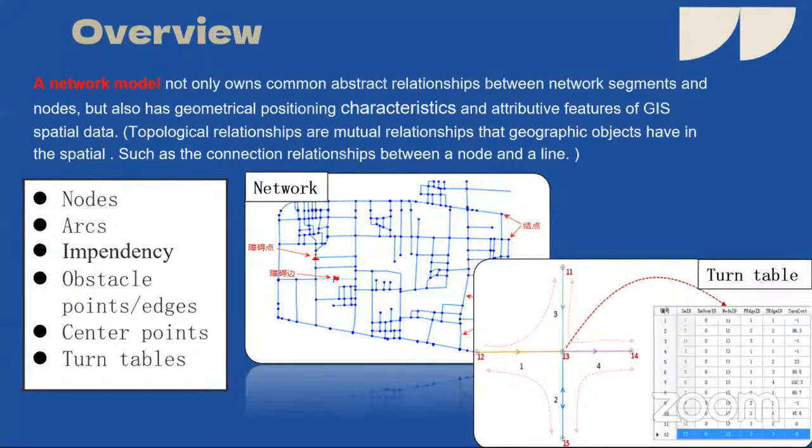Okay, lastly, we have a turntable, which is the process where an arc passes through the middle node to arrive at the adjacent arc. The turntable will help to save the cost of turning, and it can list, or must list, all the possible turns in every crossroads.